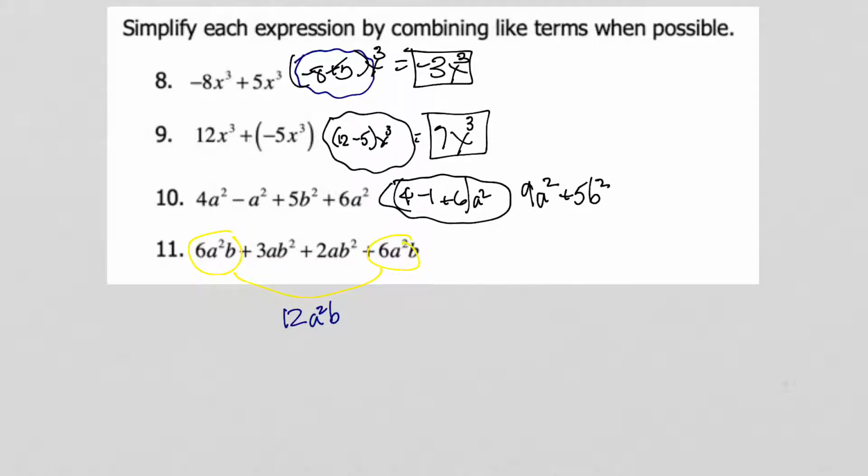And then what else have we got? Well, we've got these 3 ab squareds, and then we've got 2 more ab squareds. So these things here are alike. So how many of those do we have? Well, we've got 3 of them, and then we add 2. So now we're going to have 5 of those ab squareds. There we go.